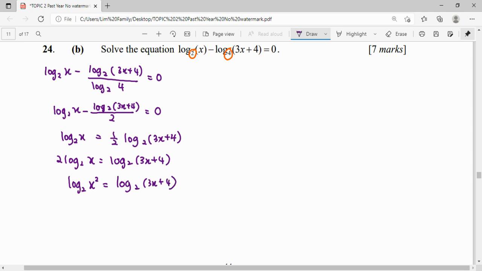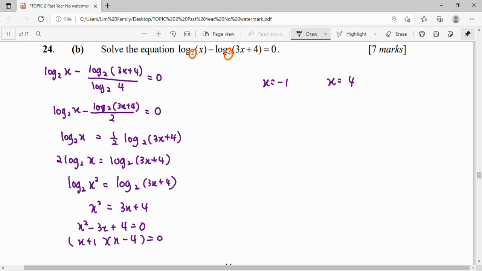So when we have a single log on both sides, we can unlog them. We can equate back: x squared is equal to 3x plus 4. So we get a quadratic equation here to solve. So we will rearrange our quadratic and factorize it in order to get the x value. So we will get our x values of -1 and 4. Our factorization here should be x plus 1 and x minus 4.